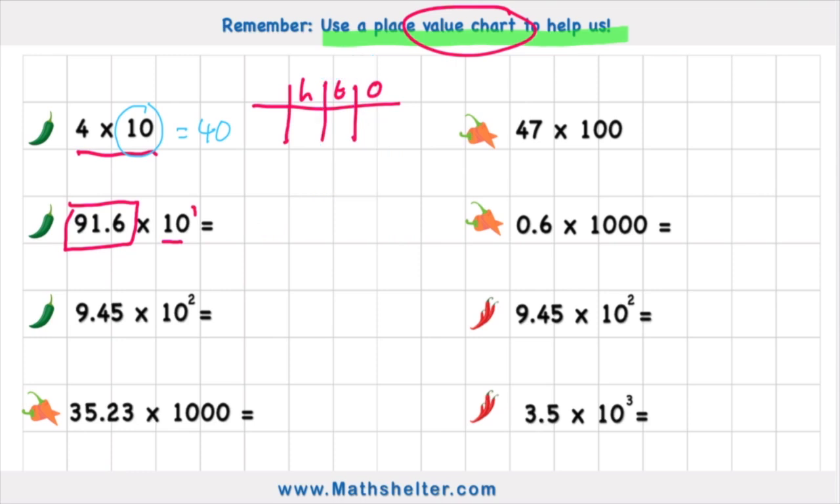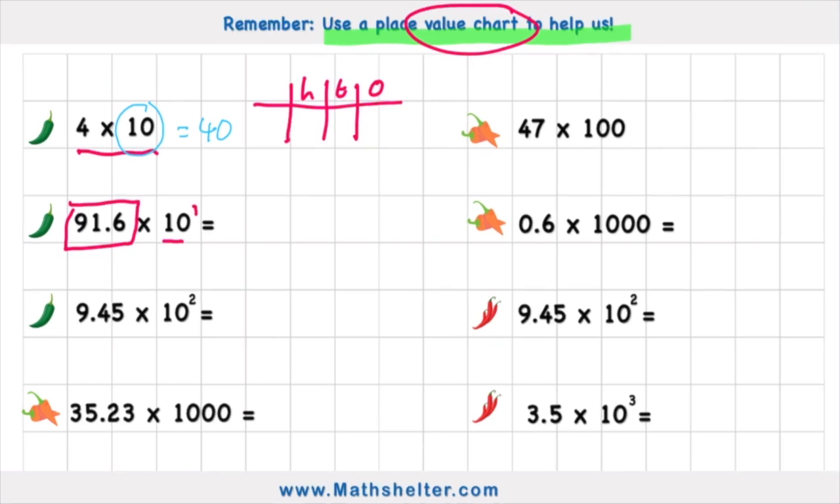So again, let's put my 91.6 inside my place value chart, and I would have 9 tens, 1 one, and this time I'm going to need decimal place. So I'm going to have my tenths column and my decimal point. So my decimal point would sit down the line just like that. So 91.6 would look very much like this in my place value chart.